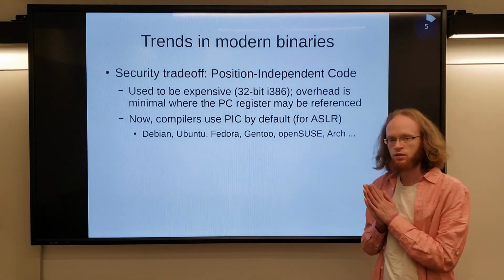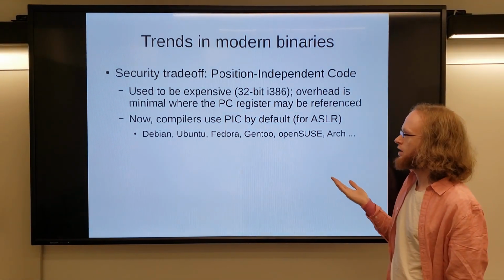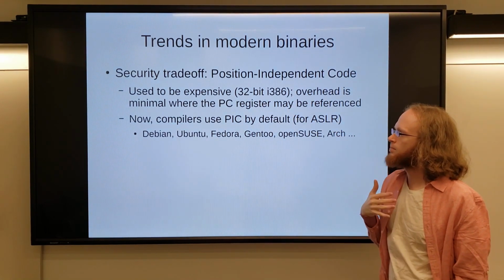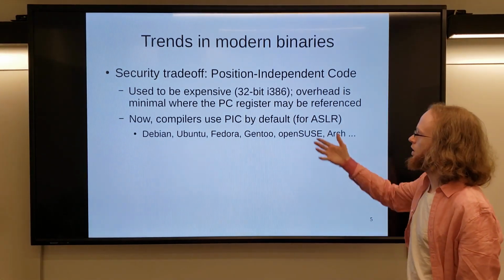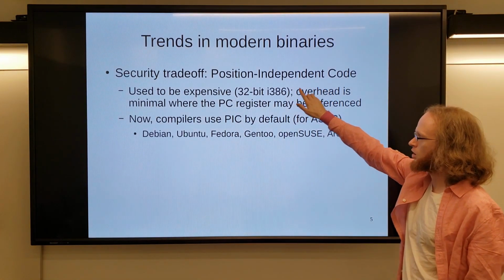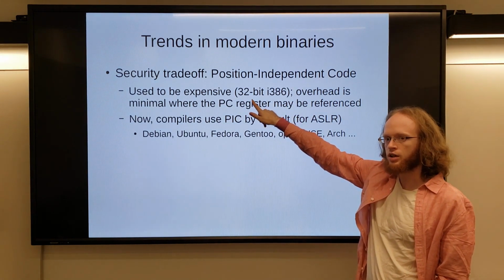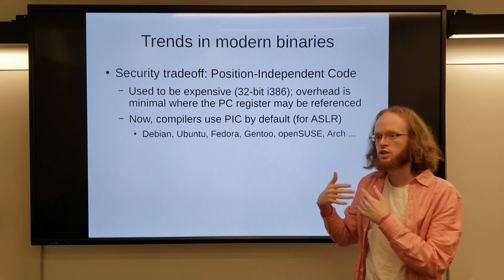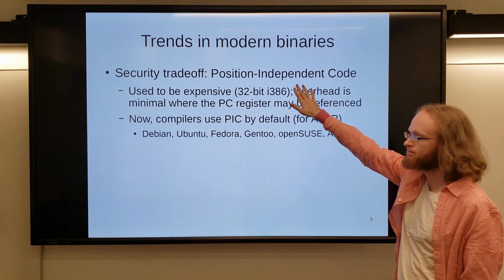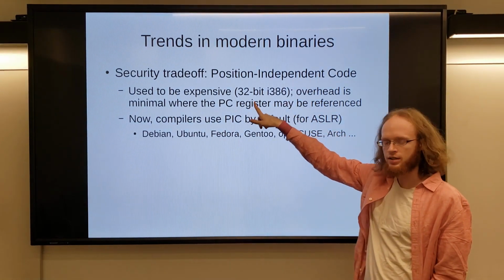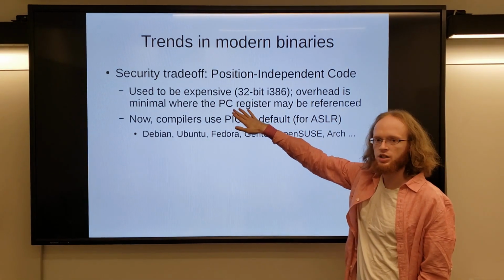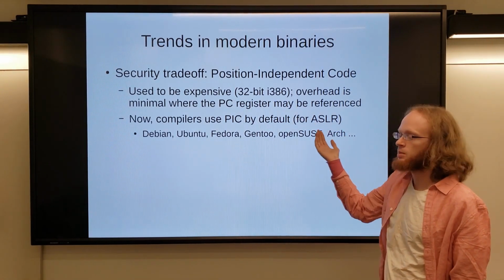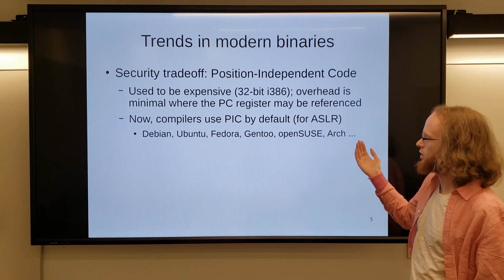So we have observed two trends in modern binaries that result in additional metadata for analysis. The first is that binaries are doing a security trade-off to position-independent code. Position-independent code used to be quite expensive, especially, for example, on 32-bit x86, which has only 8 general-purpose registers. You had to reserve one register just to store the base address if you wanted to have position-independent code. But now, on modern architectures, including 64-bit x86, the program counter register can be accessed directly. So there's no need to reserve one of the registers for it. And as a result, position-independent code has quite good performance.